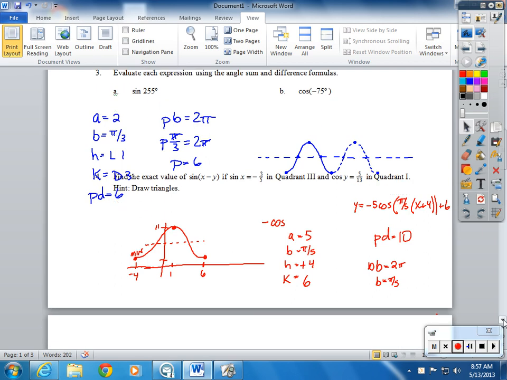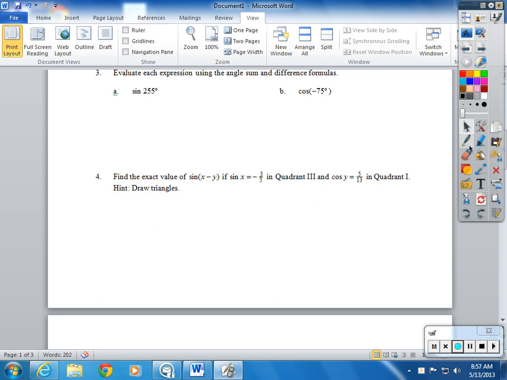Next, we have a couple problems here. All right, and taking a look at this, evaluate these expressions using angle sum or difference formulas. So sine of 255, we're trying to look for two angles that when you add them together, you get 255. All right, so I'm looking at this and I'm thinking maybe 210 plus 45. And the sum identity for sine will be sine of 210 cosine 45 plus cosine 210 and the sine of 45.